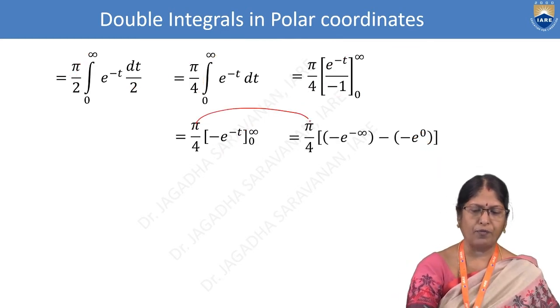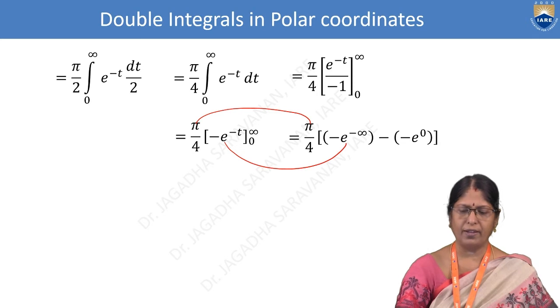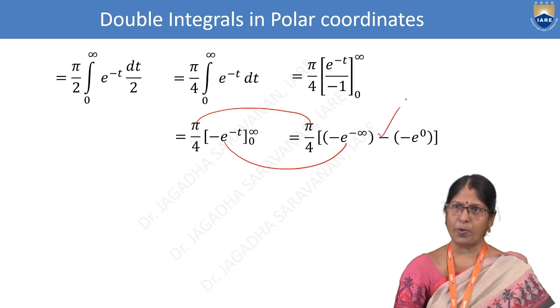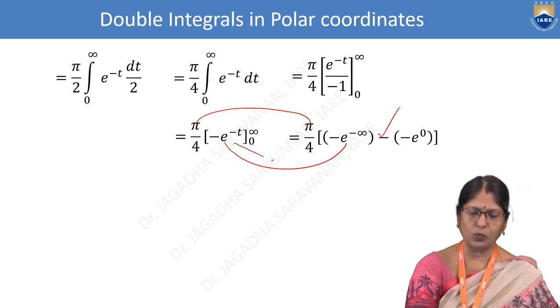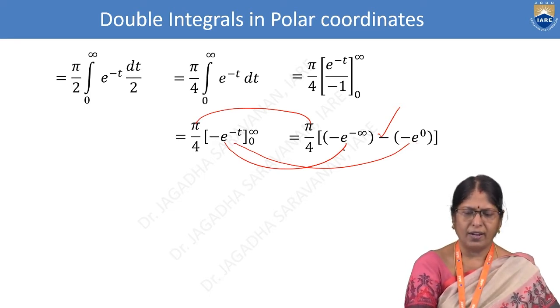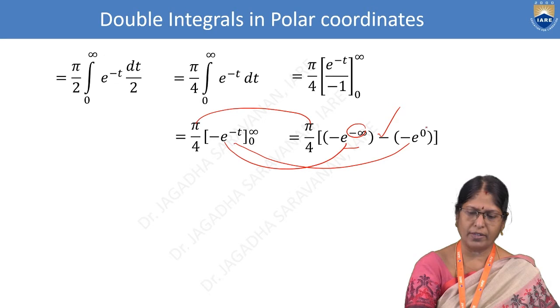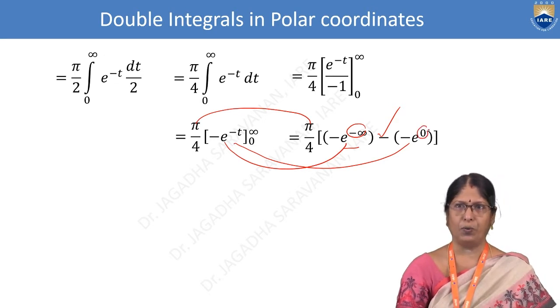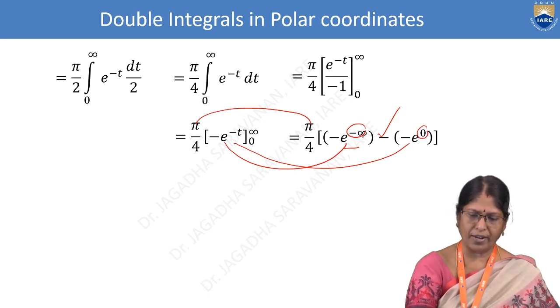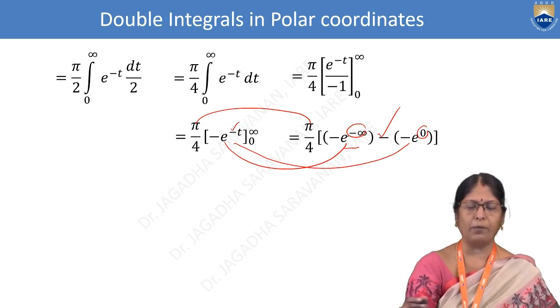Now, pi by 4, here we substituted minus e power minus infinity. This is the formula minus, and this one is minus e power 0. That is, in the t place we substituted infinity, that is the upper limit. Here in the t place we substituted 0. It's not minus infinity, infinity we substituted. Here the minus sign has become here again.